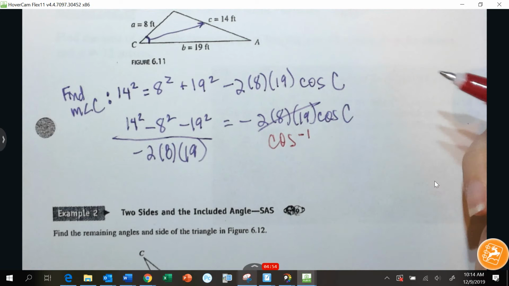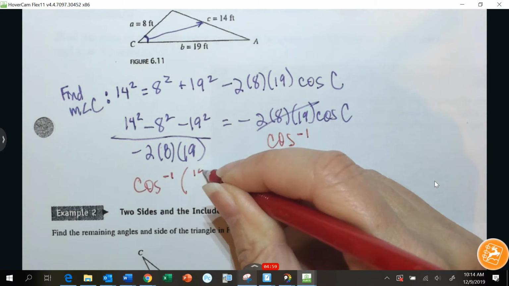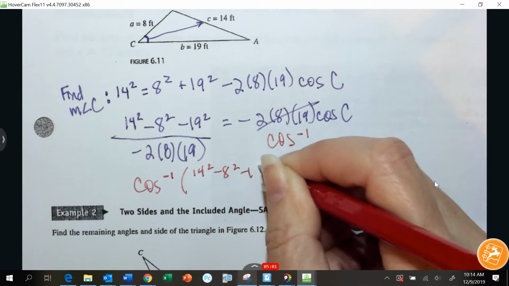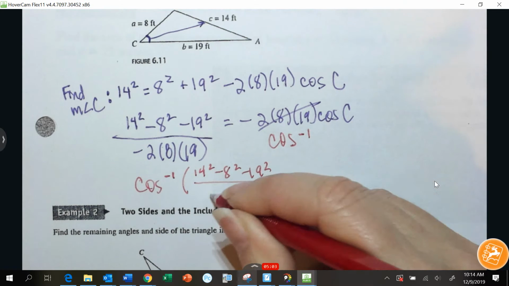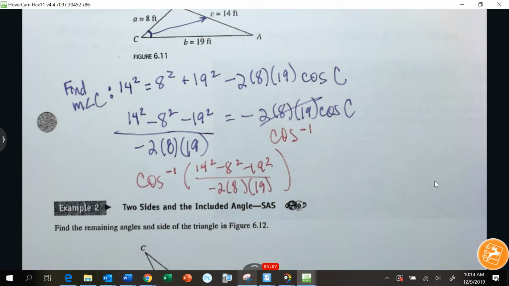So I'm going to do on my calculator cosine inverse of 14 squared minus 8 squared minus 19 squared all over -2 times 8 times 19. So go ahead and do that on your calculator. We're going to check to make sure we both get the same answers.